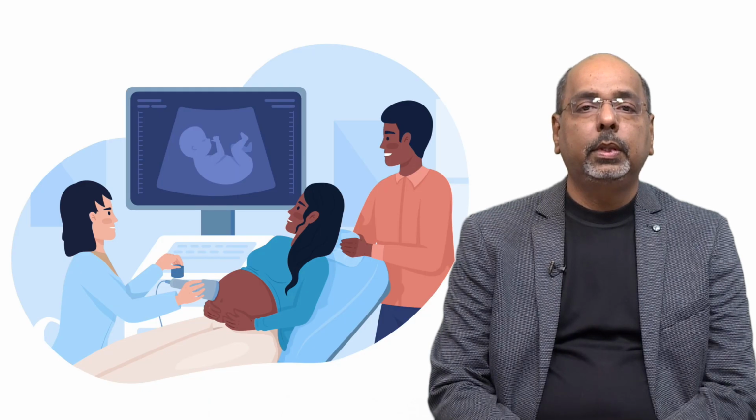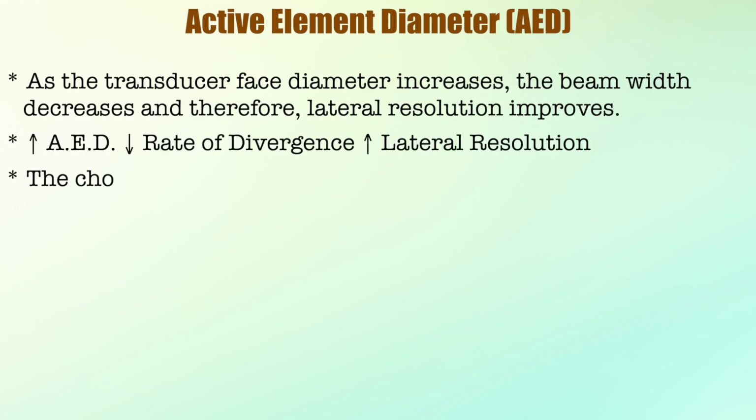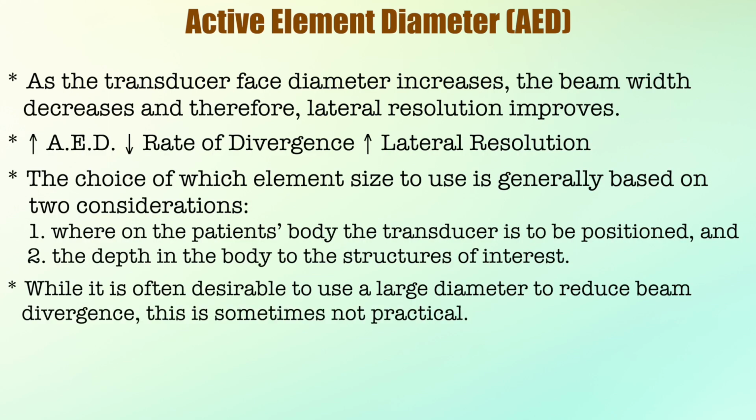We are going to see the effect of active element diameter on the performance of ultrasound imaging. As the transducer face diameter increases, the beam width decreases and therefore lateral resolution improves. The choice of which element size to use is generally based on two considerations. First, where on the patient's body the transducer is to be positioned, and second, the depth in the body to the structures of interest.